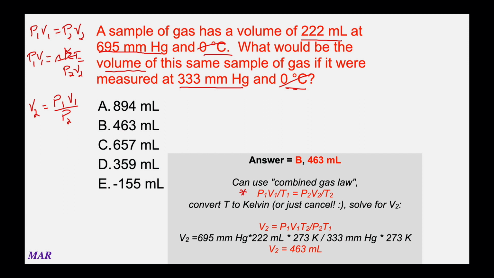Finally, the answer, negative 155 milliliters, doesn't make any sense. Volume should always be a positive number. It's three-dimensional space. Negative volume is fun for science fiction people like me, but not really very helpful in a science world.